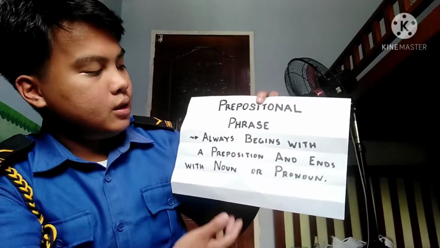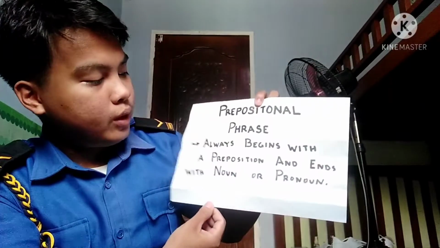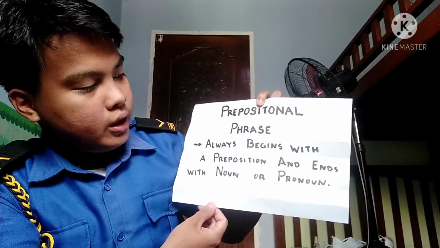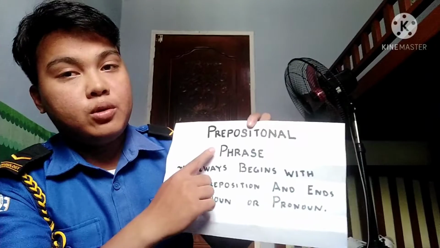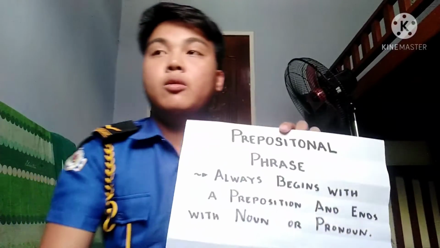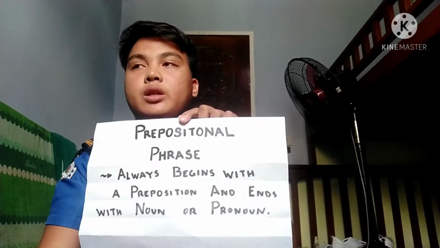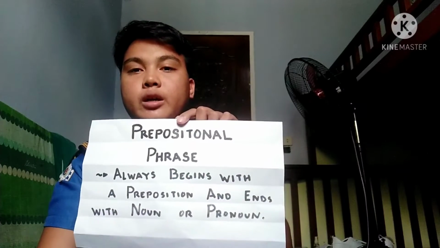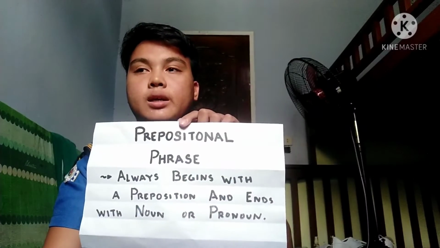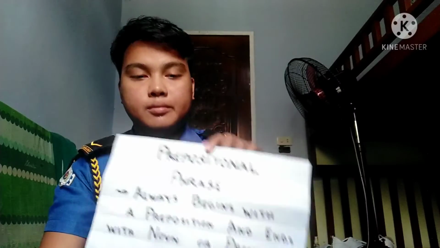A prepositional phrase always begins with a preposition and ends with a noun or pronoun. What is a preposition? A word that shows a relation between a noun or pronoun and some other word in the sentence. For example: on, in, near, under, and so on.